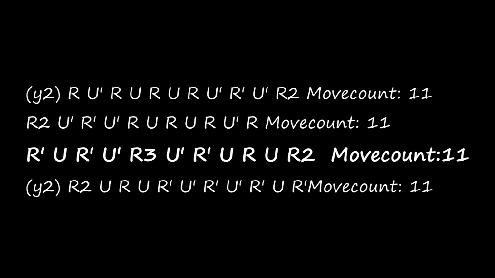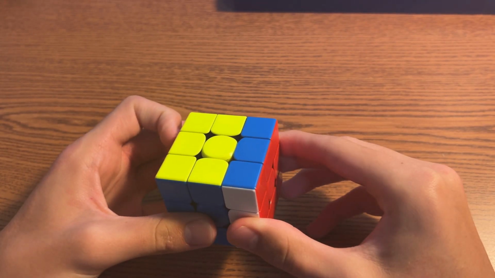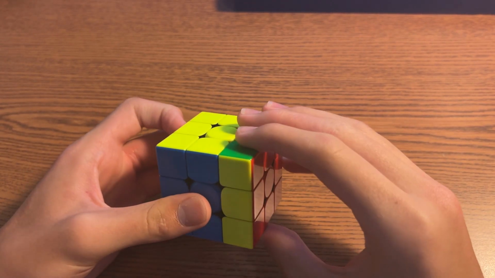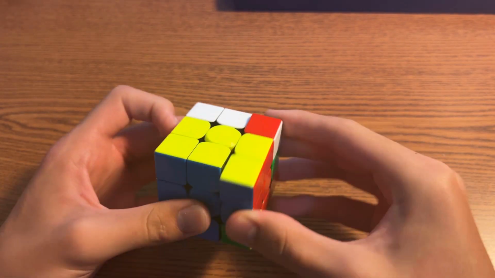For the third algorithm, this is a rather popular one. It actually flows really nice. It is completely 2-gen, and it has a 6-5 WFF ratio, so this could be a possible contender for the fastest U-perm.